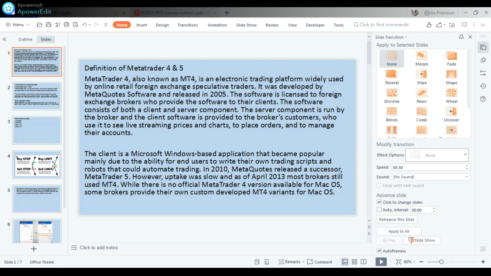MetaTrader 4 is an electronic trading platform widely used by online retail foreign exchange speculative traders. It was developed by MetaQuotes Software and released in 2005. The software is licensed to foreign exchange brokers who provide it to their clients. MetaTrader 4 was designed in 2005, and MetaTrader 5 was designed in 2013. Because of this, it has been so easy for us to trade in the financial markets. Like I said in one of my classes, MetaTrader 4 was designed for MetaQuotes software, and it is this same software that I can use to design a robot.